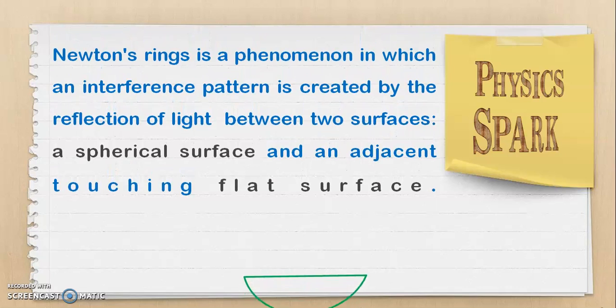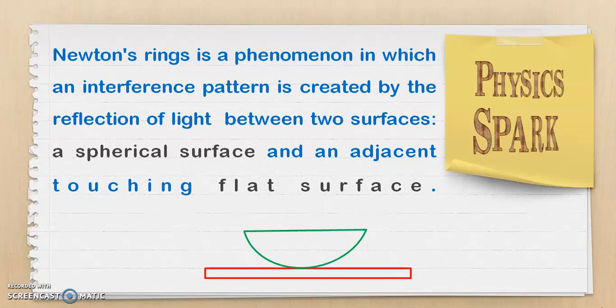Newton's ring is a phenomenon in which an interference pattern is created by the reflection of light between two surfaces, a spherical surface and an adjacent touching flat surface. Here it is an interference pattern, or you can say it's an interference phenomenon, and the interference takes place between two surfaces, that is a spherical surface and a flat surface.